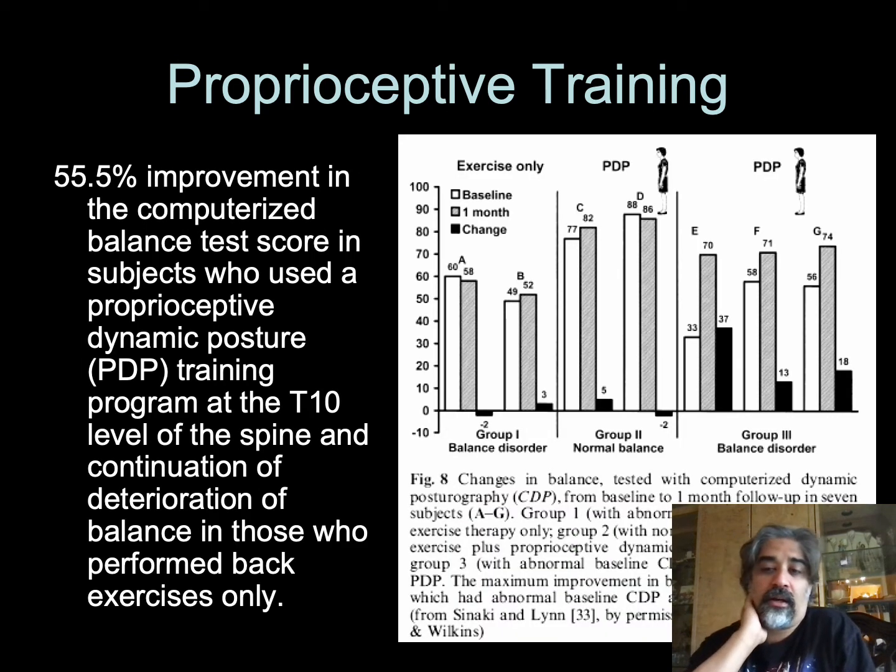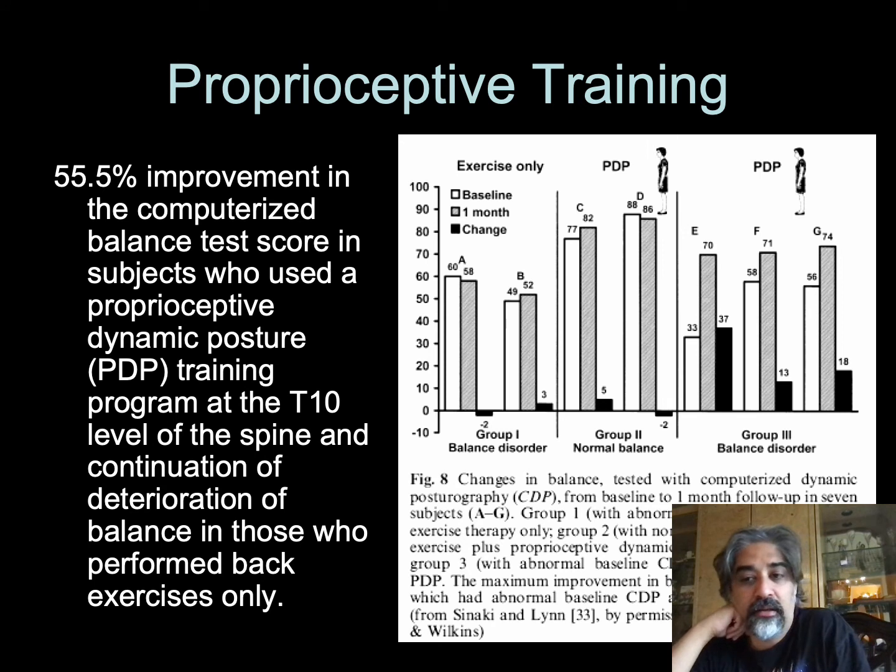So another study showed a 55.5% improvement in the computerized balance test scores in subjects who used a proprioceptive dynamic posture training program at the T10 level of the spine, and continuation of deterioration of balance in those who performed back extensor exercises only. So this definitely is something to consider in your treatment.